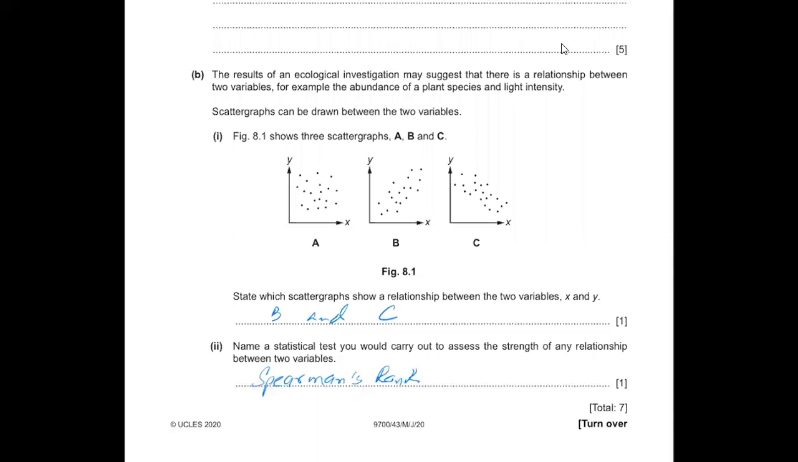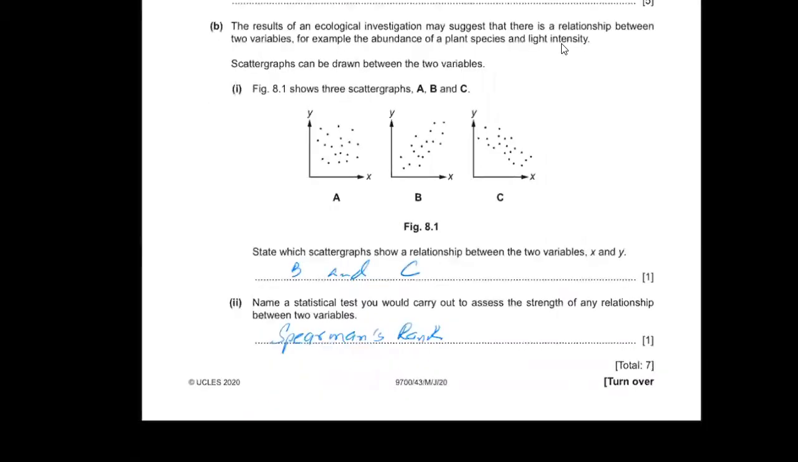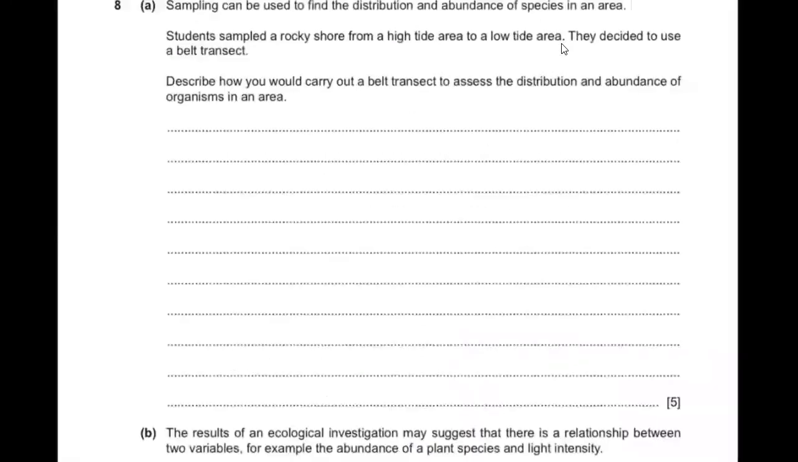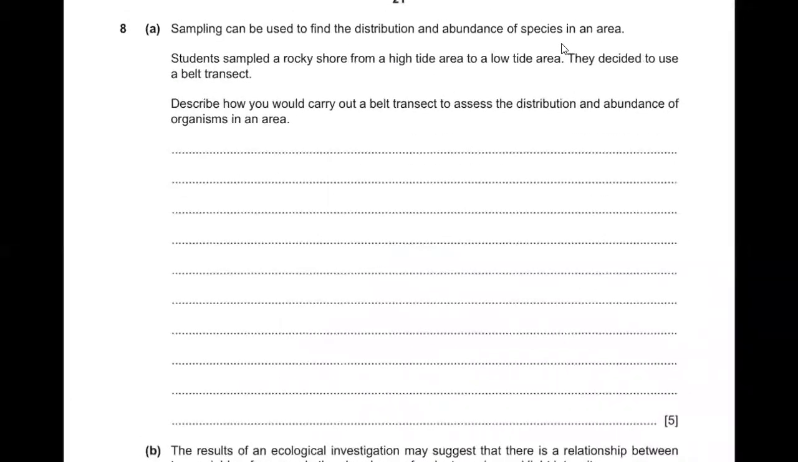Okay, so this question came in May/June 2020, variant 43. And this question is this. It's a very simplistic question about sampling. Sampling can be used to find out the distribution and abundance of species in an area.